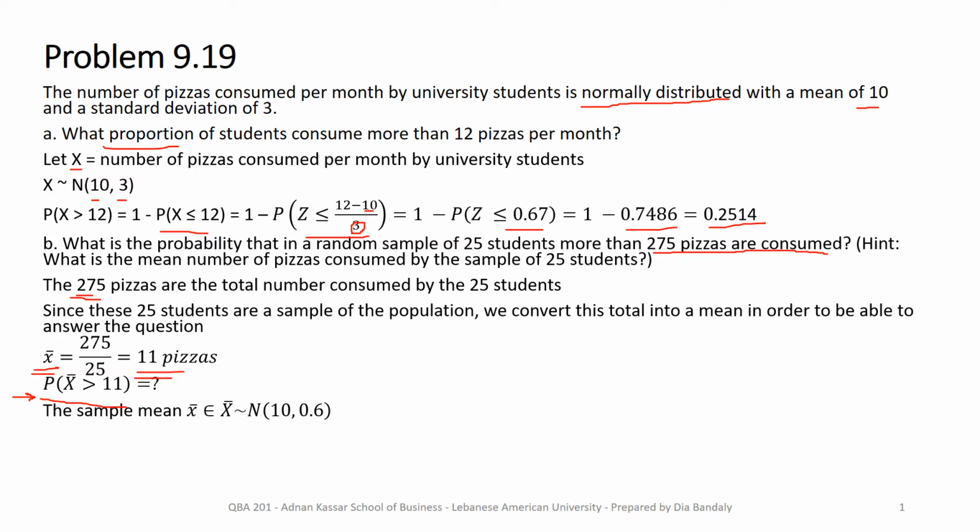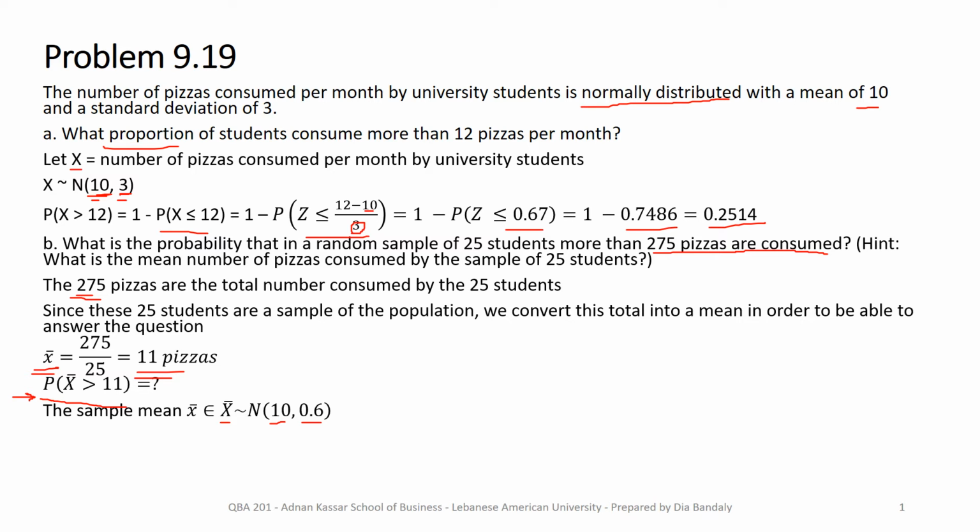First of all, let's define it again. X bar has a mean of mu, which is the population mean, 10, given to us at the top. It's like this one, but the standard deviation is not 3 anymore, because that is the standard deviation of the population. It is equal to 0.6, which is sigma X bar, sigma over square root of n.